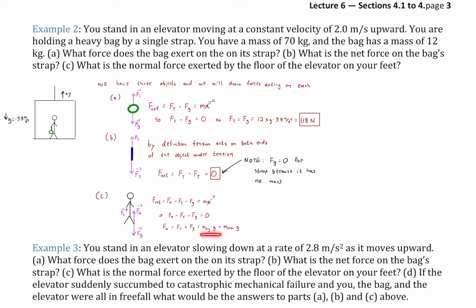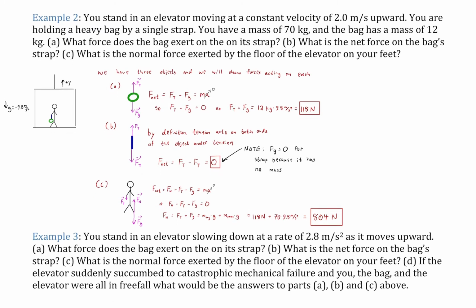We know that the tension force is just m bag times g from part A, and then we know that the gravitational force is just m person times g by the definition of the gravitational force. And so we plug in our numbers, 118 newtons plus 70 times 9.8, which is going to be around 700. So our final answer is 804 newtons. Okay, that if you were standing on a scale that gave you a reading in newtons, it would read 804.